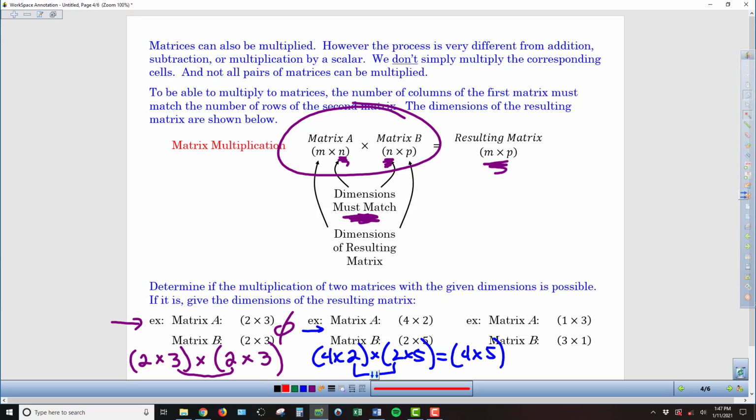And then in the last one, we've got a 1 by 3 and a 3 by 1. If I put those side by side, the 1 by 3 for A times a 3 by 1 for B, we do indeed have a match on those inner dimensions. And so the outer dimensions are going to be the dimensions of our resulting matrix. In this case, we would end up with a 1 by 1 matrix. We would basically just end up with a single number as our resulting matrix for that multiplication.